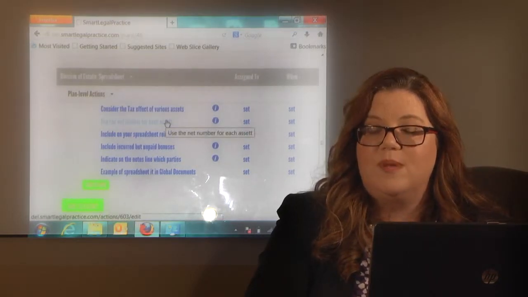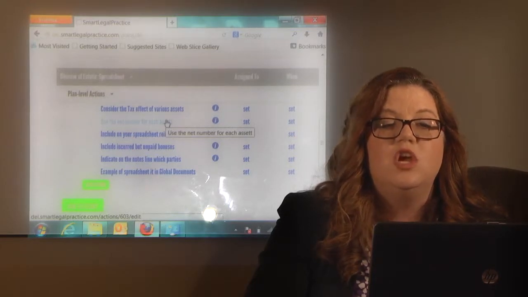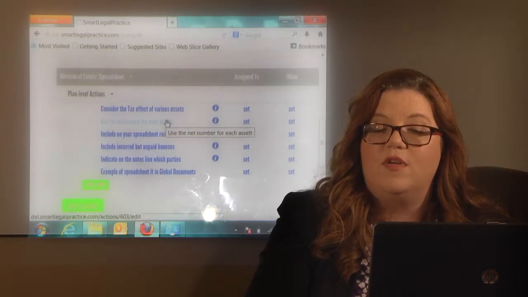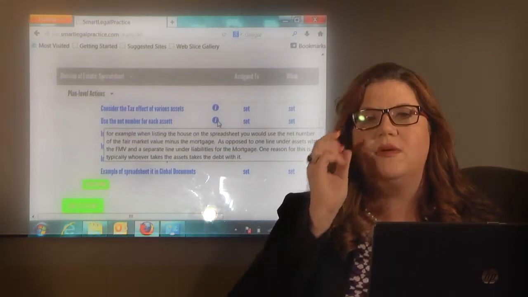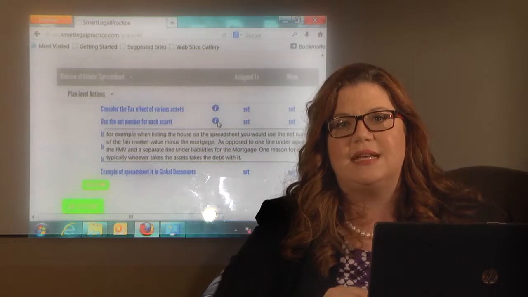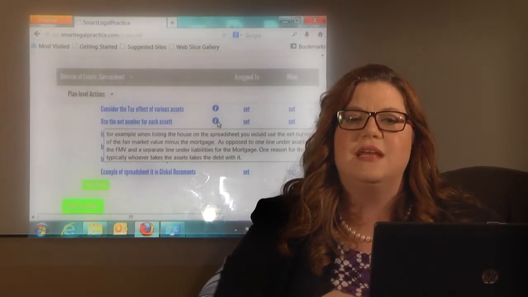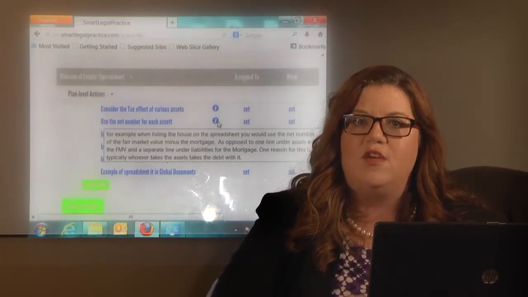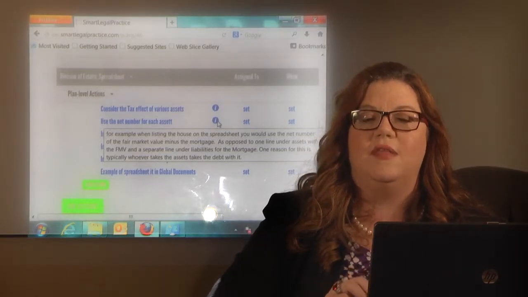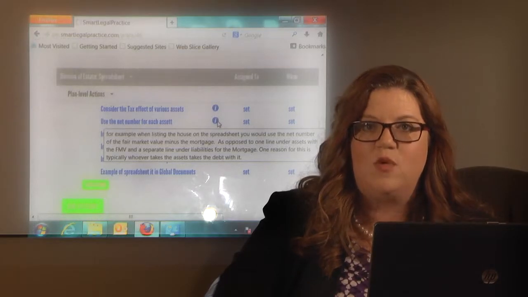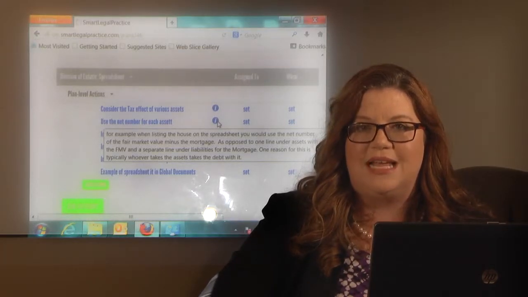Okay, next tip for your spreadsheet on the template is use the net number for each asset. And what I mean by that is when you are entering the house, as a great example, because that's a common asset in most of our cases, you want to do the fair market value minus the mortgage, as opposed to putting the fair market value on one line and the mortgage on a separate debt line.